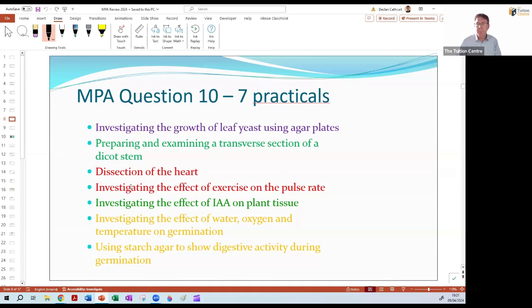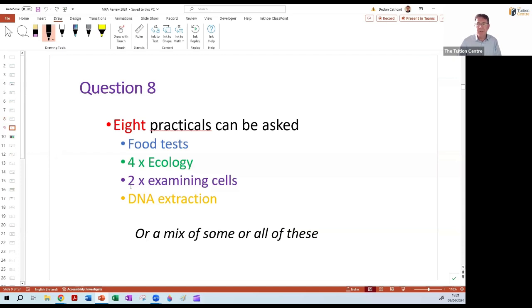For example, the dissection of the heart, investigating pulse rate, they came up in one of the papers last year, either the deferred paper or just a year before that. They don't come up that often, those ones. So I'm not going to spend any time on those at all. But I'll look at the other ones in double quick fashion. So you see the way it goes.